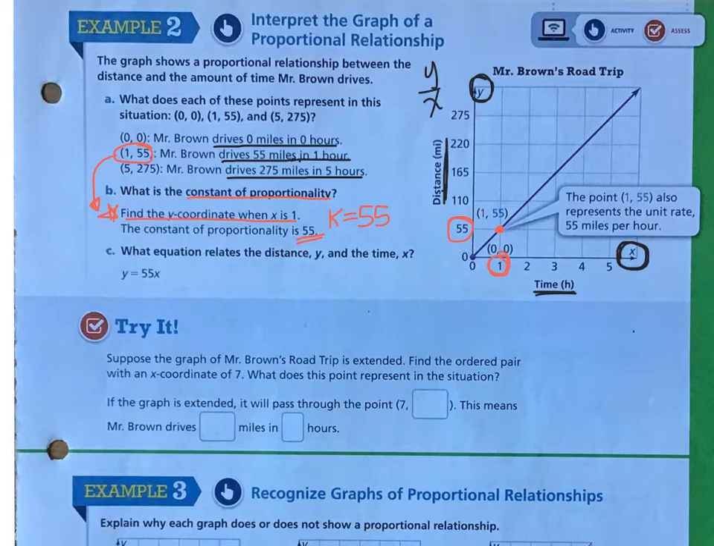That's the unit rate. Then part C says, what equation relates the distance y and the time x? So remember, our equation was y equals k times x, and all we're doing is replacing the k with that constant of proportionality number, which is 55. So the equation is y equals 55 times x.